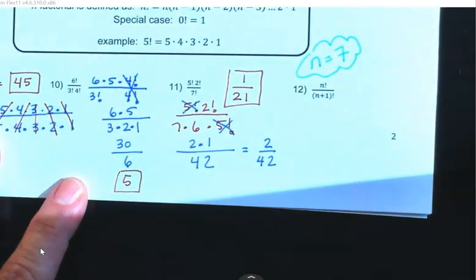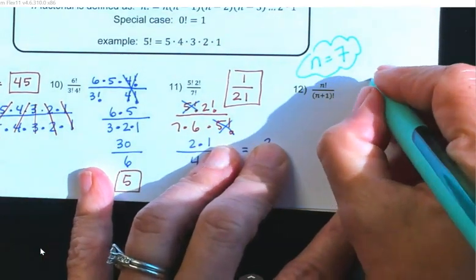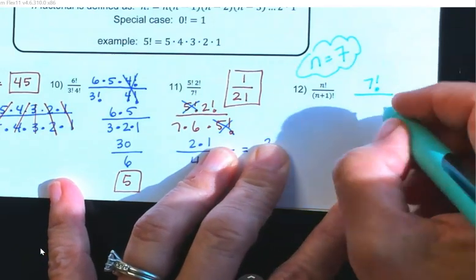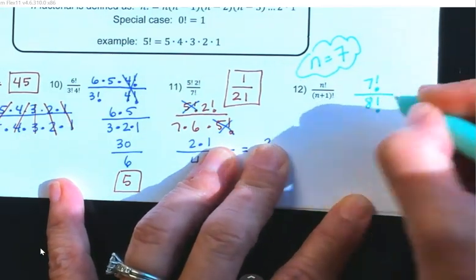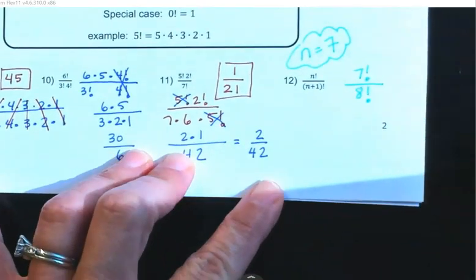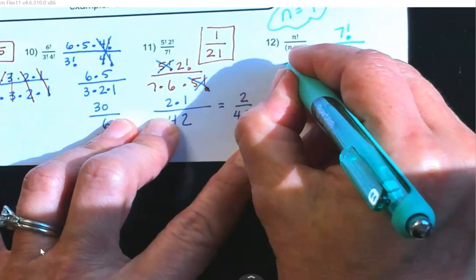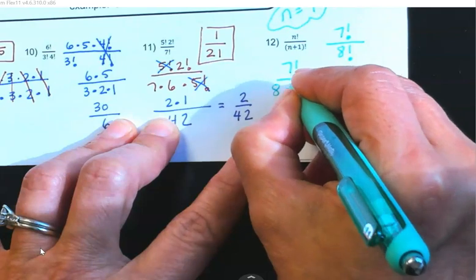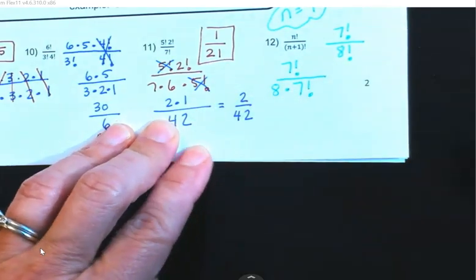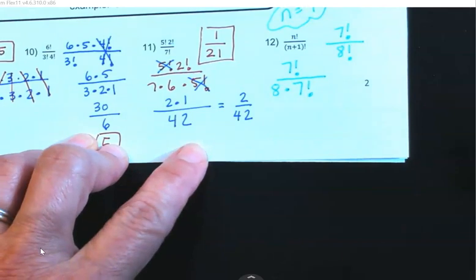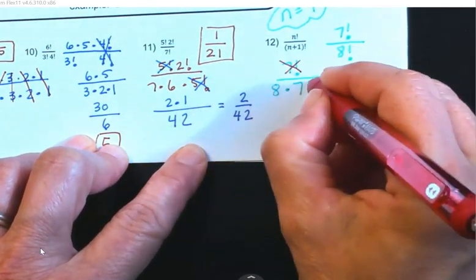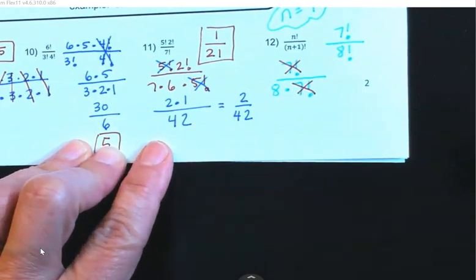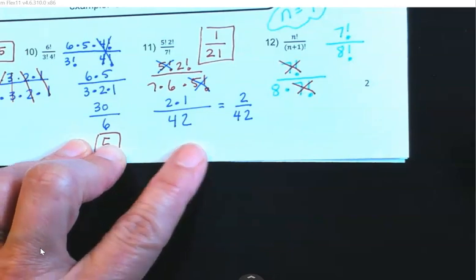So if N is 7, then the top is going to be 7 factorial, and N plus 1 is going to be 8, so 8 factorial is going to be underneath. But remember, if it's 7 factorial at the top, I can rewrite 8 factorial as 8 times 7 factorial. So these cancel. Remember your fractions, when everything cancels out on top, it's a 1. Y'all, that simplifies to 1 over 8.